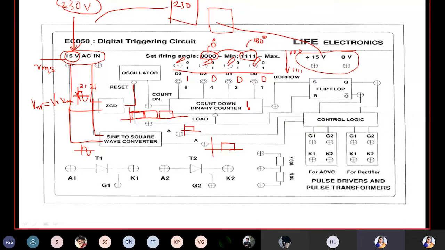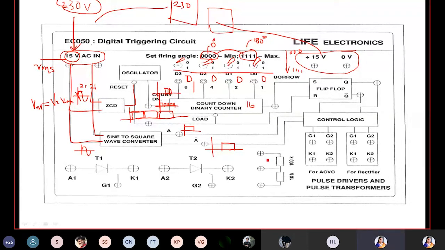So we are using a 16-bit counter here. As you change each number, it will produce that much delay. The output of this binary counter is 16 pulses. It will produce 16 pulses within 180 degrees. If we set this binary value to 0000, the pulses will start producing from 0 degree itself. If you delay it, like 1000, the pulses will be produced with a delay like this.